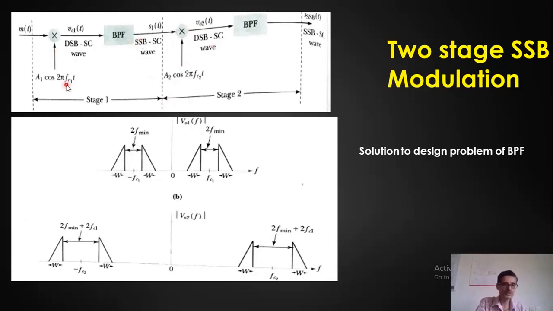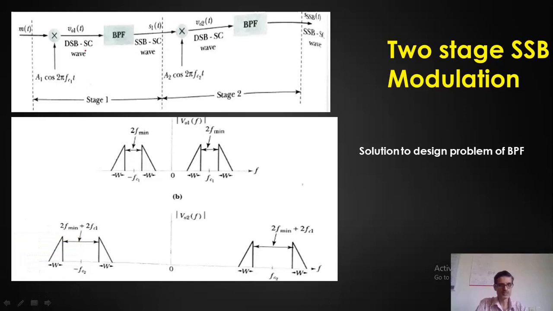We are using two different carriers here, one with frequency fc1 and the other with frequency fc2, and usually fc2 is more than fc1. So when we multiply the message signal with the carrier, we get a double sideband suppressed carrier signal. That means the message spectrum is shifted by fc1. This is shown in this representation over here.